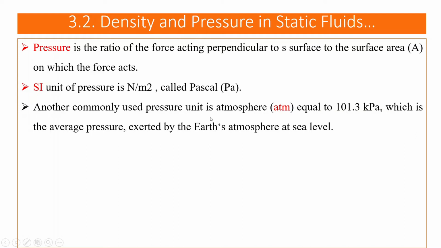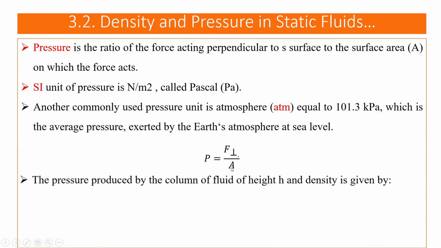There is another unit that we measure. You can write 1 atm, 1 atmospheric pressure, which is approximately 101.3 kilopascal, or it is 1.013 times 10 raised to 5 Newton per meter square. So this is the formula for pressure, which is perpendicular force divided by area, a simple formula.